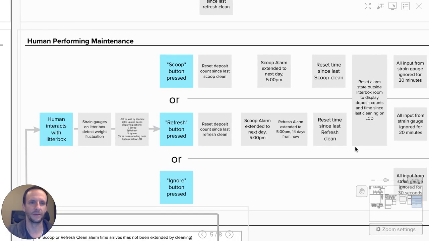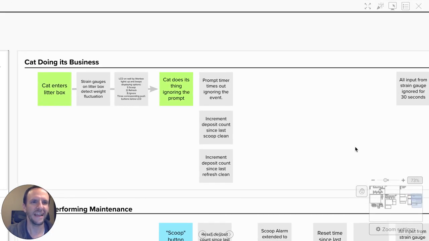Next would be, what is the cat's experience? The cat enters the litter box. Sure, we detect the movement, the change in weight, but the cat ignores any prompts, obviously doesn't push any buttons to say that they're scooping or doing anything with that. We just time out the event. That prompt times out and returns to normal state.